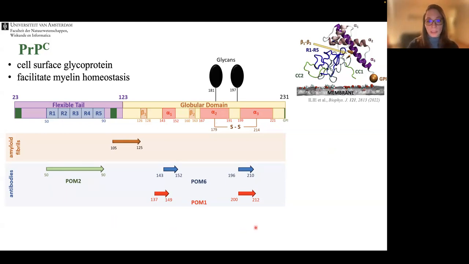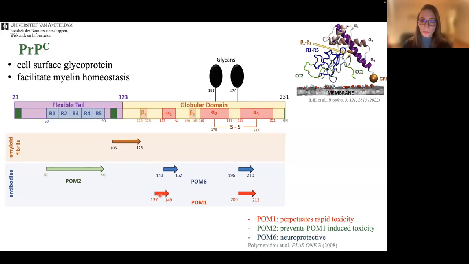And if we zoom in, we find that, for instance, POM1 binds to alpha-1 and alpha-3 over here. It was shown that it actually perpetuates rapid toxicity. On the other hand, POM2, which binds to the flexible tail, was shown to prevent POM1-induced toxicity. And interestingly, POM6, which binds at epitopes very close to POM1, was also shown to be neuroprotective.